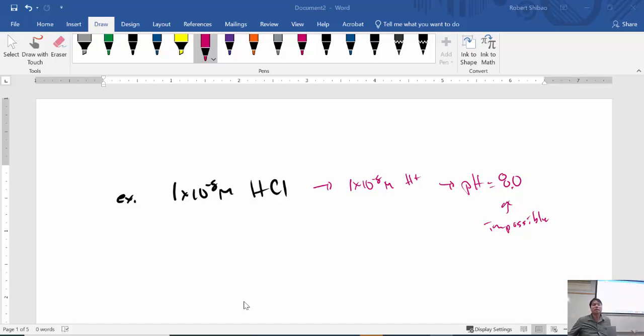So we have the 1 times 10 to the minus 8 molar HCl, and our normal way of figuring this out would just be, okay, HCl is a strong electrolyte. From that we can figure out how much H plus we get, but it doesn't work. What we're missing here is Kw is a significant contributor. The reason this doesn't work is for dilute solutions or small concentrations of H plus, Kw is significant.